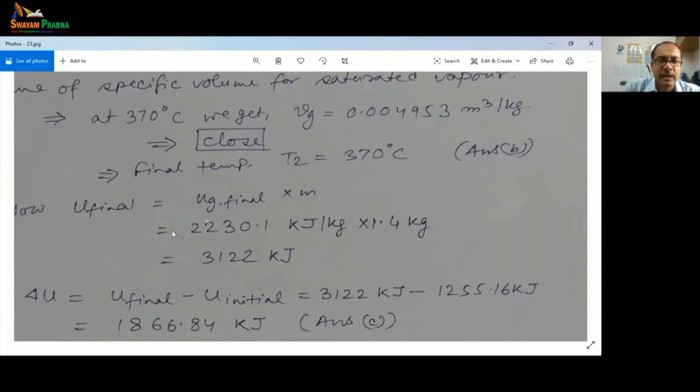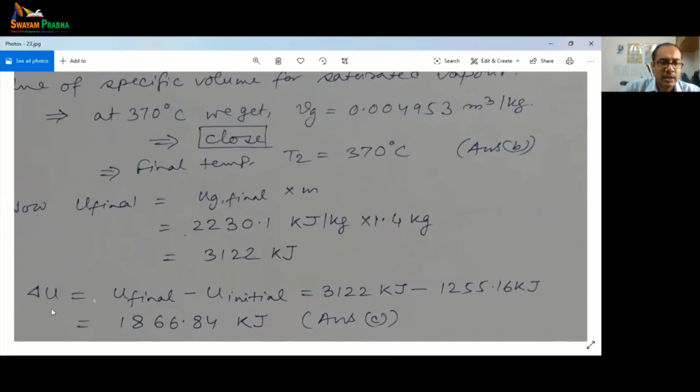Okay, and we need to find the final internal energy as well. U final will be Ug final, that means the saturated vapor internal energy, multiplied by the mass. This Ug final you can look up from the same table. I am not going back to look it up, but now you have understood the procedure. Ug is 2230.1 kilojoule per kg multiplied by the mass, so the value is 3122 kilojoule.